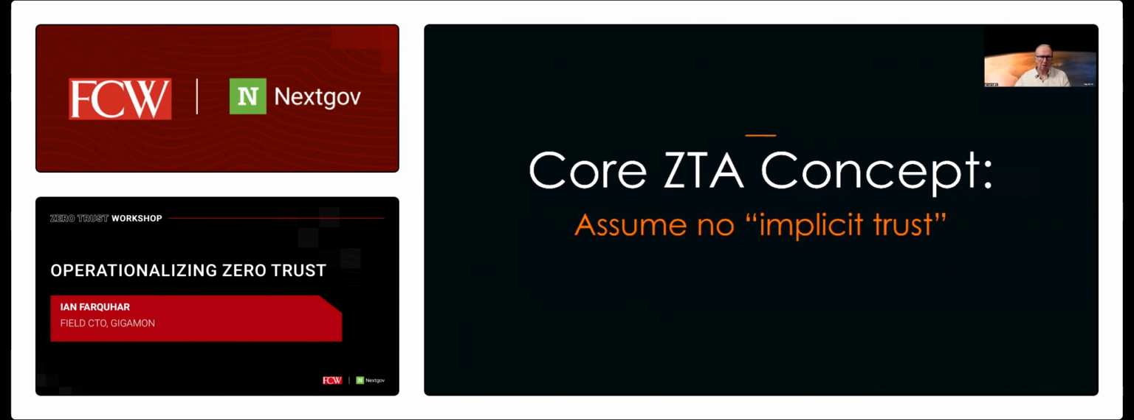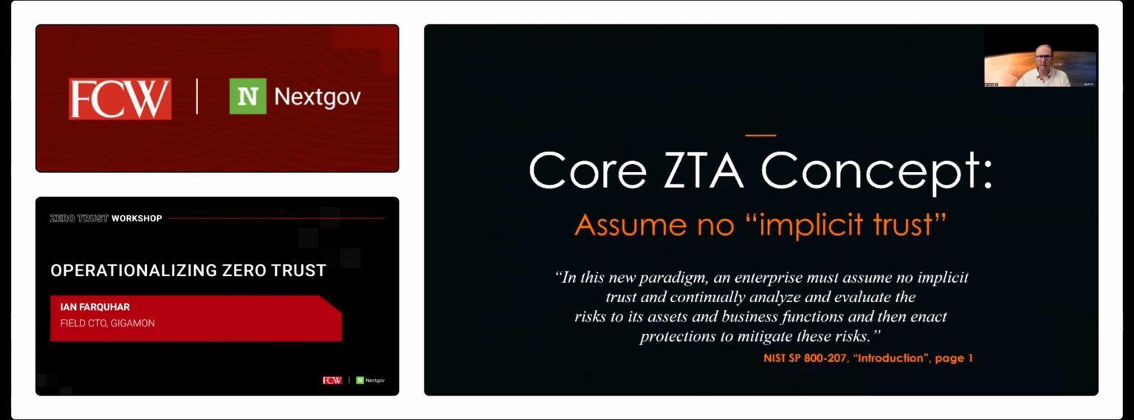The core concept of zero trust is the idea of implicit trust, and that is trusting something without a rational reason for doing so. This is included in the standard, page 1, the introduction. No implicit trust, constant analysis and evaluation of risk and business function, and then enacting protections to mitigate this risk. That is the core requirement, the idea we trust absolutely nothing without proof that it is actually trustworthy.